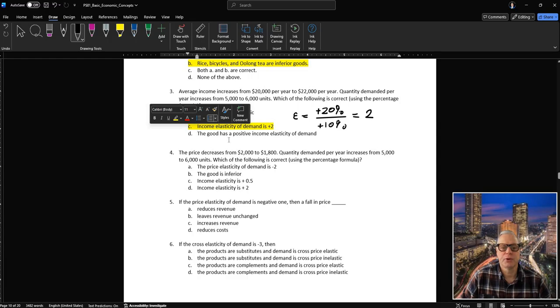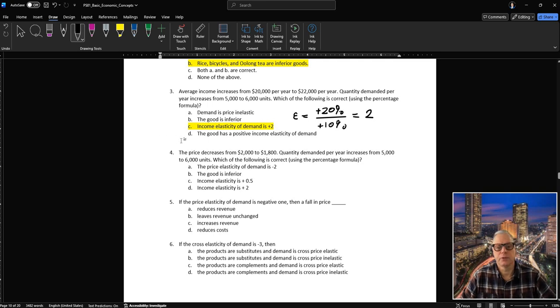So the good has a positive income elasticity of demand, but that's actually also correct. So the good has a positive income elasticity of demand. So I gotta change that and say, make it negative. Okay, so now this is clearly wrong.